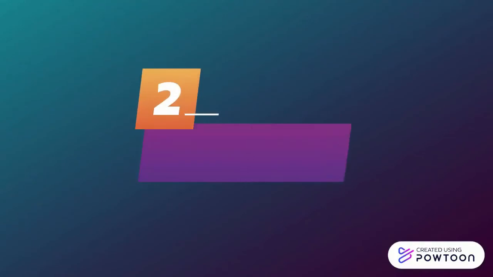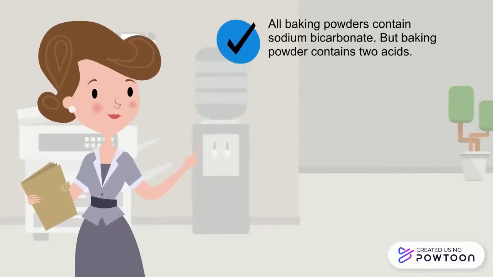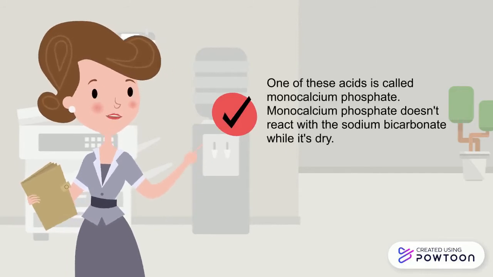Second, with the aid of baking powder. All baking powders contain sodium bicarbonate. But baking powder contains two acids. One of these acids is called monocalcium phosphate. Monocalcium phosphate doesn't react with the sodium bicarbonate while it's dry.